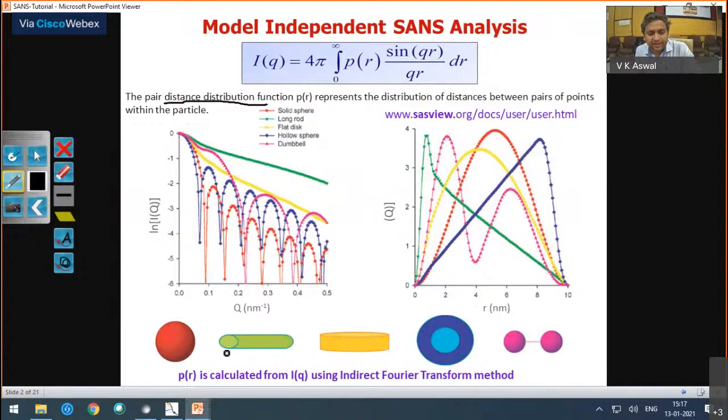When there is asymmetry in the particles, let's say rod like, P of R should look like this, and the scattering curve is like this green one. The yellow is like a disk, another asymmetric particle, and then it is like this. And if there are two length scales present, then we will get two peaks in P of R. I will try to show how to get this P of R, but most of the time we use P of R with limitations. I will discuss those limitations when we discuss P of R.